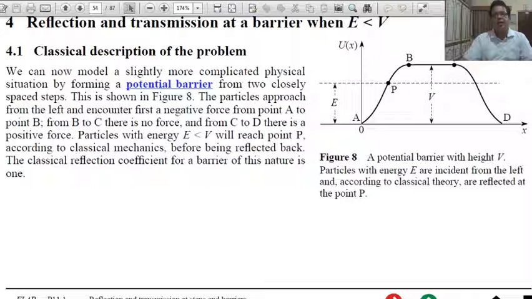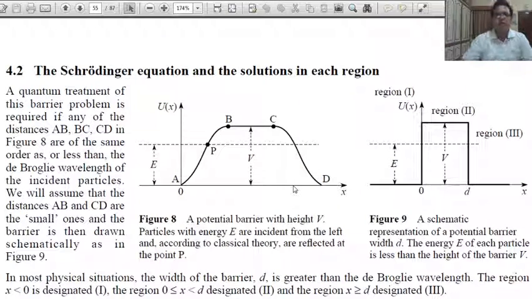At point P, according to classical mechanics, before being reflected back, the classical reflection coefficient of a barrier of this nature is 1 because E is less than V. So this is the situation according to classical mechanics.